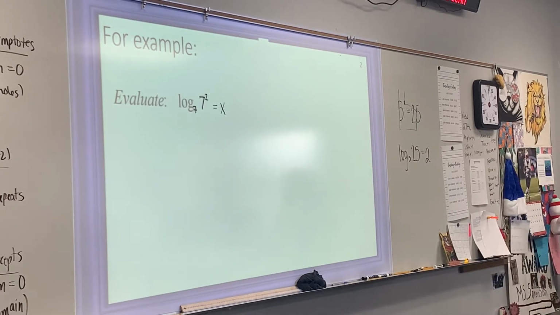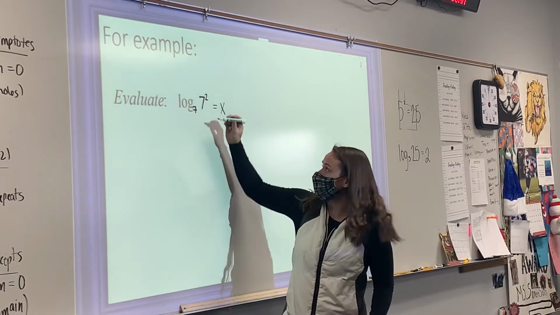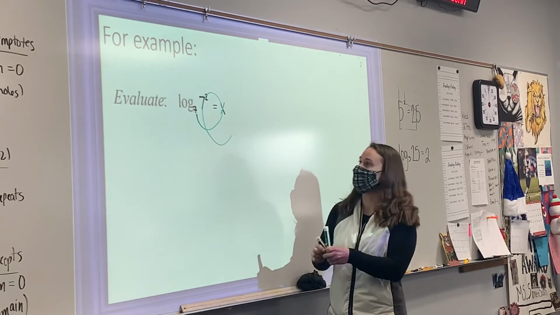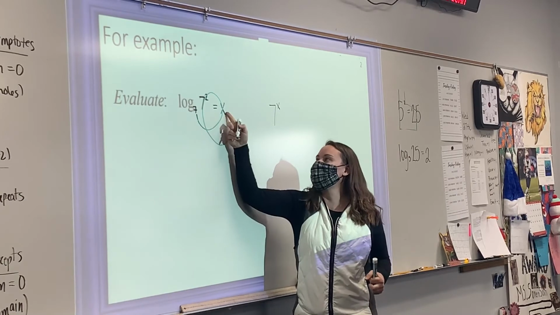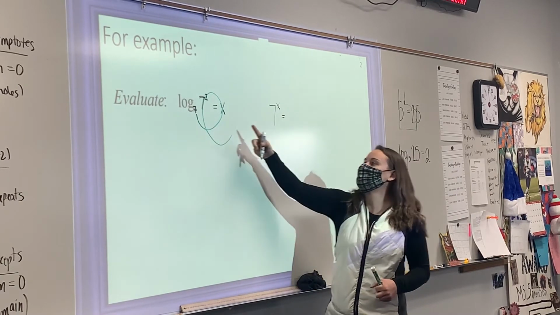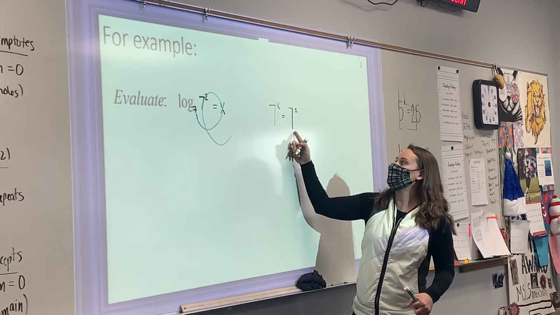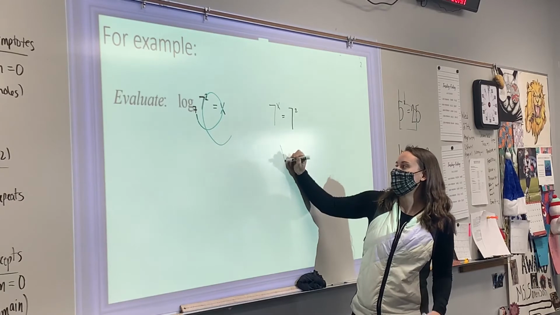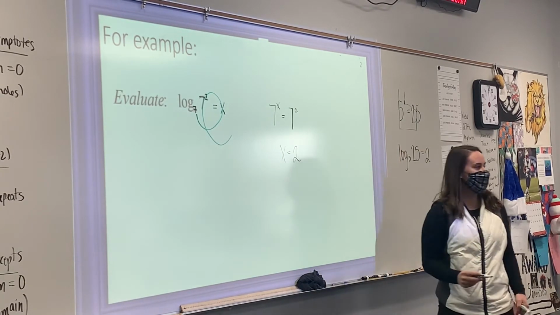I put 7 to the x equals 7 squared. So the answer is 2. I start by drawing my exponential form, so I get 7 to the x power, 7 to the x equals 7 squared. So these two numbers are exactly the same, so these two numbers should be exactly the same. So x equals 2. Is that okay?